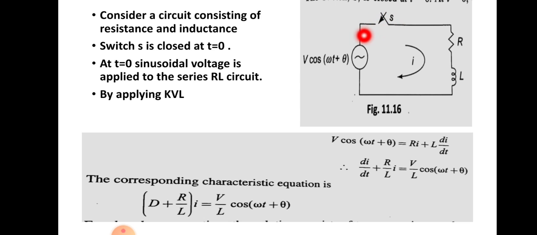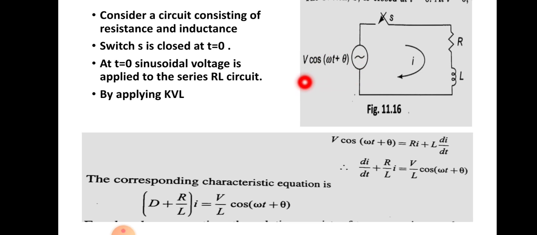That means at t equal to 0 the switch S will close. When switch S is closed, the circuit forms a continuous loop, so whatever voltage is applied here will go through this path. At t equal to 0 the switch is closed and the applied voltage V cos(ωt + θ) flows through this circuit. Due to this applied voltage, a current I is flowing through the circuit. We want to find the value of this current I due to the applied sinusoidal voltage V cos(ωt + θ).